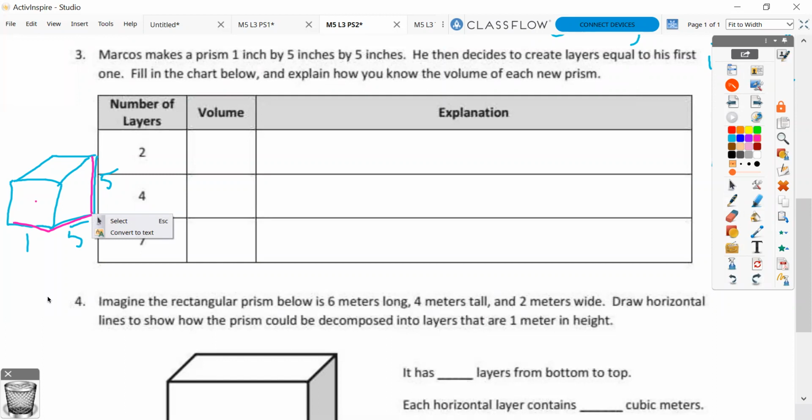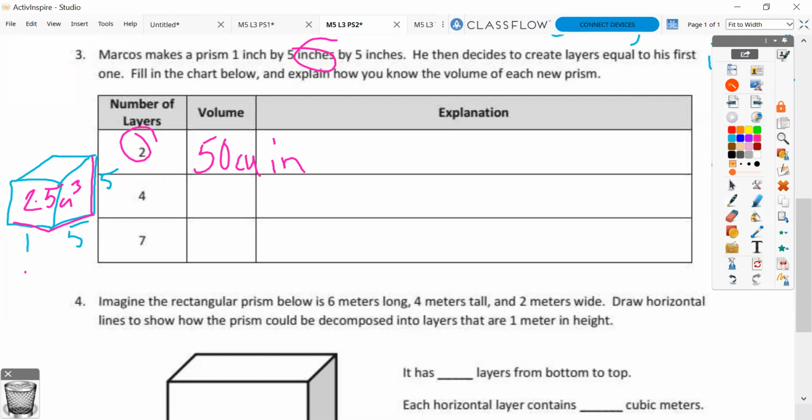We know that every layer that we built is 25 units cubed. So if we have 2 layers, 2 25s, that will be 50 cubic. And I said units in the picture, but they actually said inches, so cubic inches.